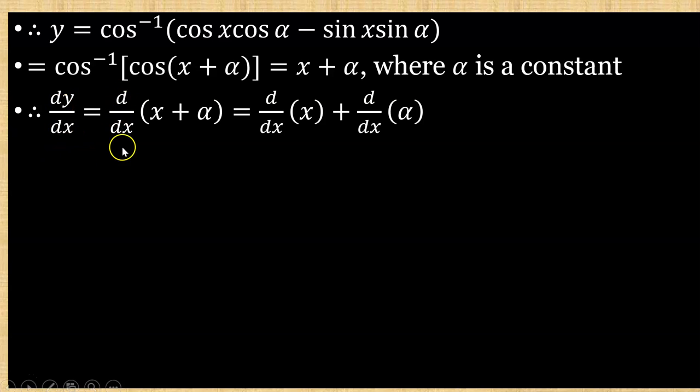And here if we differentiate this, y is equal to x plus alpha, so dy by dx is equal to d by dx of x plus alpha, the derivative of x plus the derivative of alpha. The derivative of x is 1 and the derivative of alpha is 0. And therefore dy by dx is equal to 1.